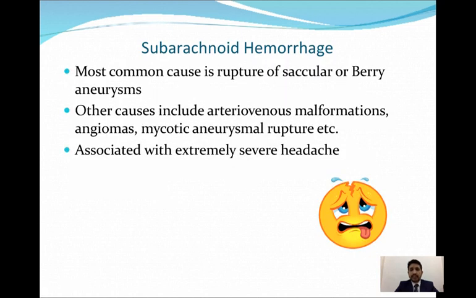Subarachnoid hemorrhage is the second type, in which the hemorrhage occurs in the subarachnoid space. The most common cause of subarachnoid hemorrhage is rupture of an aneurysm, and the other cause is AV malformation. This usually presents in the form of severe headache. The patient will present in emergency or OPD with a headache and will tell you that this is the worst headache he has had in his life, also called thunderstorm headache.